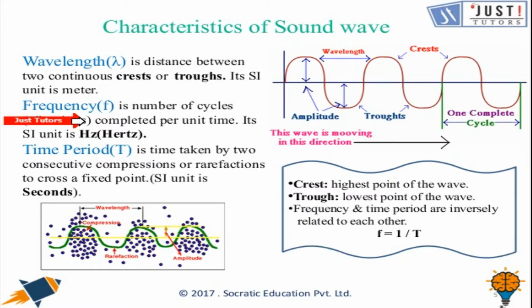And if we talk about frequency, frequency is the number of cycles per unit time. The unit of frequency is hertz. So in one unit of time, how many times the cycle repeats is called frequency. And then we have time period. Time period is the amount of time taken by two consecutive compressions or rarefactions. It is the opposite of frequency, so its unit is seconds. Now let's move on.